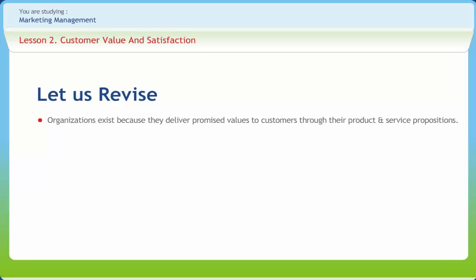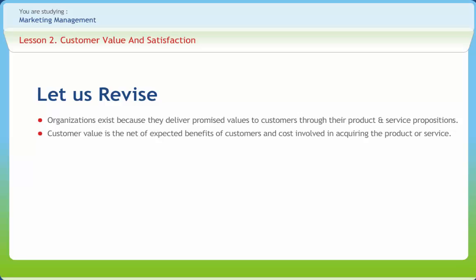Organizations exist because they deliver promised value to customers through their product and service propositions. If they forget to deliver desired customer value, they vanish from the memory of the customer. Customer value is the net of expected benefits of customers and costs involved in acquiring a product or service. Benefits can be product benefits, brand or company benefits, functional or performance benefits, service benefits, and emotional or self-expressive benefits. Customer has to pay the cost of the product plus the margin of the channel in the form of final price.